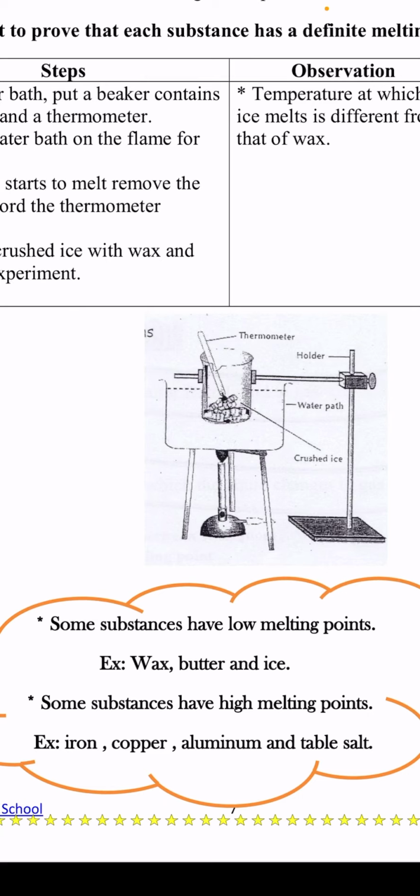and table salt. High melting point means what? It takes a long time to melt, such as iron, copper, aluminium, table salt. Low melting point, it melts faster. It takes a shorter time to melt, such as wax, butter, and ice. Okay?